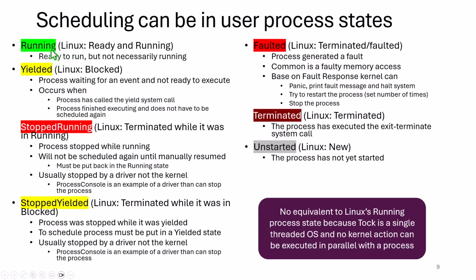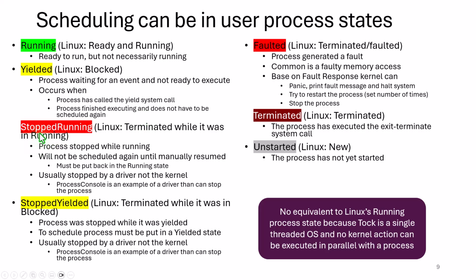Just because a process is in the running state doesn't mean it's actually running. The process could also be in the yielded state, which is similar to the Linux block state. That is, the process is waiting for an event. So it gave up control. It's waiting to have something done, a timer to fire, and it's not ready to execute. A lot of times that will happen when the process intentionally calls the yield system call. And then the process can be rescheduled to run again.